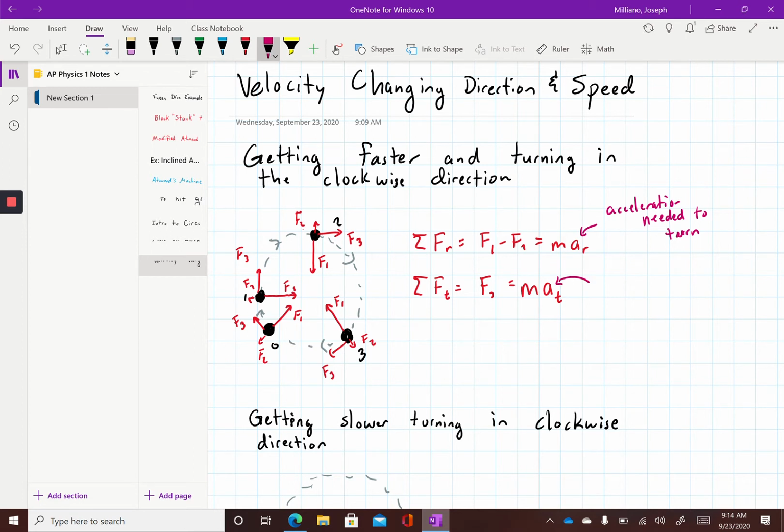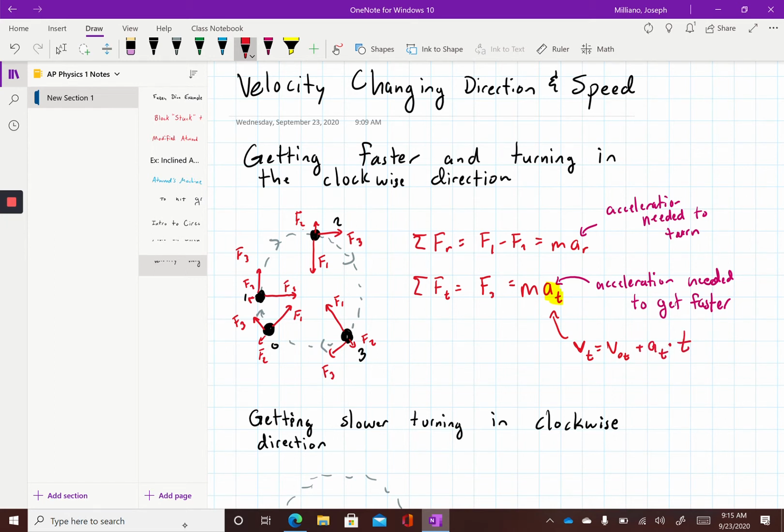And this tangential component is the acceleration needed to get faster. This is the tangential acceleration, and this is the one that you can use your kinematics equations with. So we can use things like your tangential velocity is equal to your initial tangential velocity plus your acceleration in the tangential direction times time.